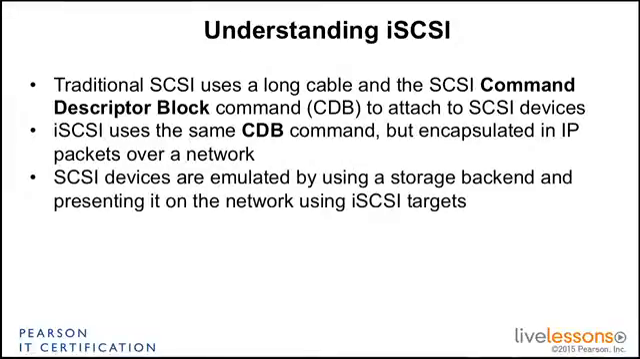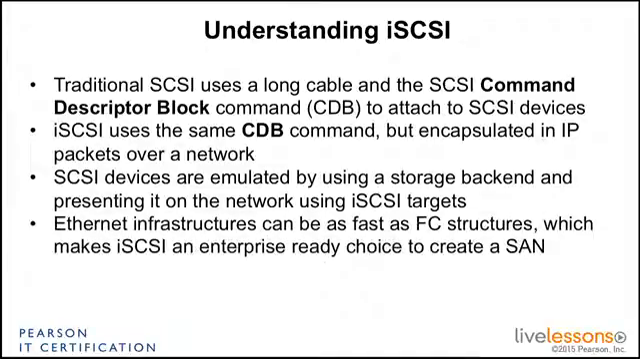And in iSCSI the SCSI devices are emulated by using a storage backend and presenting it on the network using iSCSI targets. So what you will be doing is creating some storage, which can be a partition or a logical volume, and you will share them over the network using the iSCSI target. In iSCSI you also need a network. That can be an Ethernet infrastructure. These can be as fast as fiber channel structures, which is another SAN solution. And that makes iSCSI an enterprise-ready choice to create a SAN.